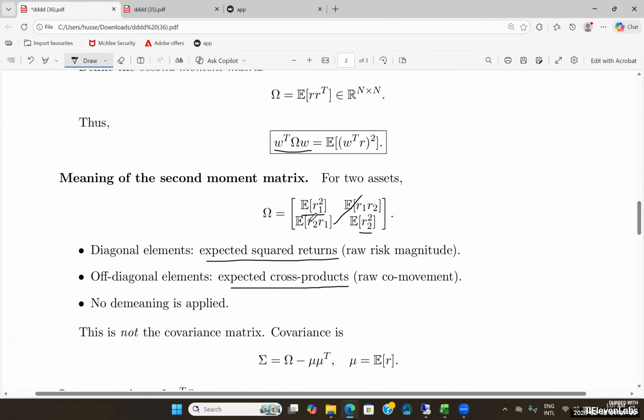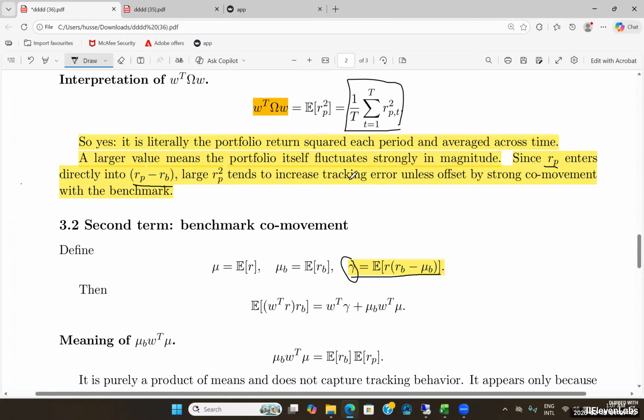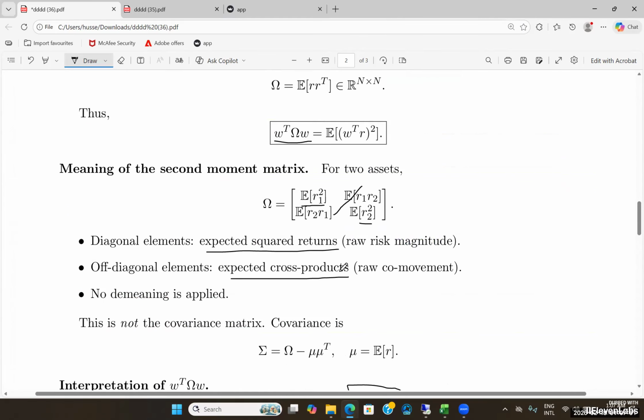This is not the same thing as a variance-covariance matrix by any means. It's simply the value of the squared return on cross products. That's all it is. This is what we commonly refer to as omega. But if you multiply it by the weight, not just once but 2 times, then what we will get is this result. It's the portfolio return squared within each period and then averaged across all time periods. So this is the first part.